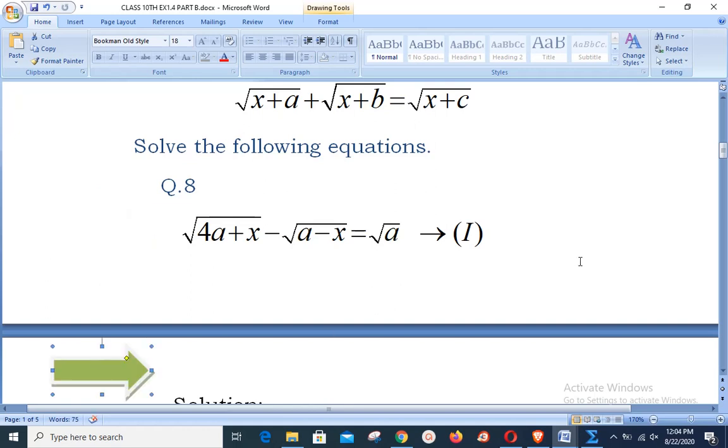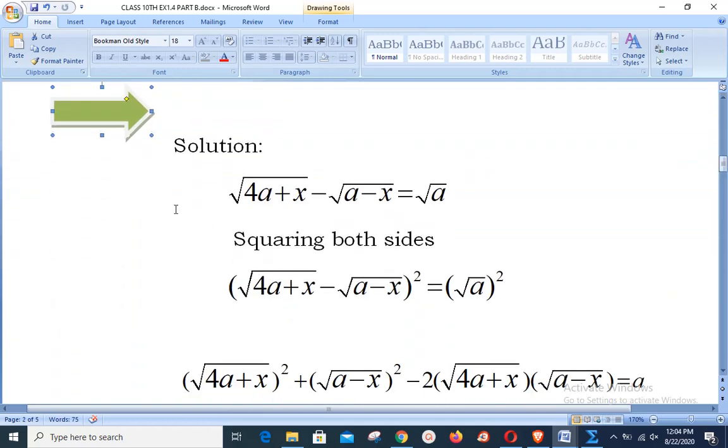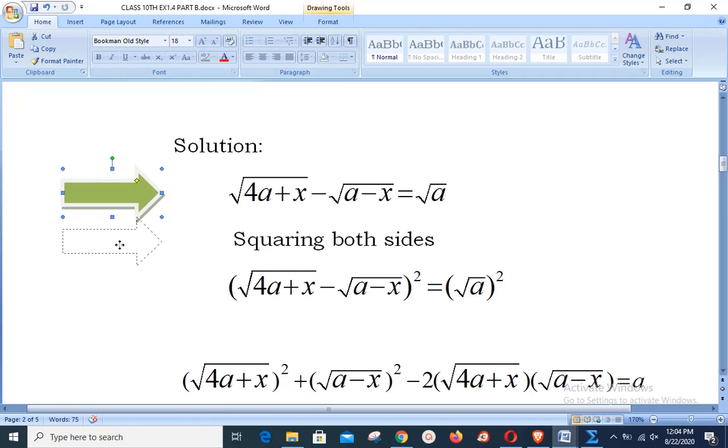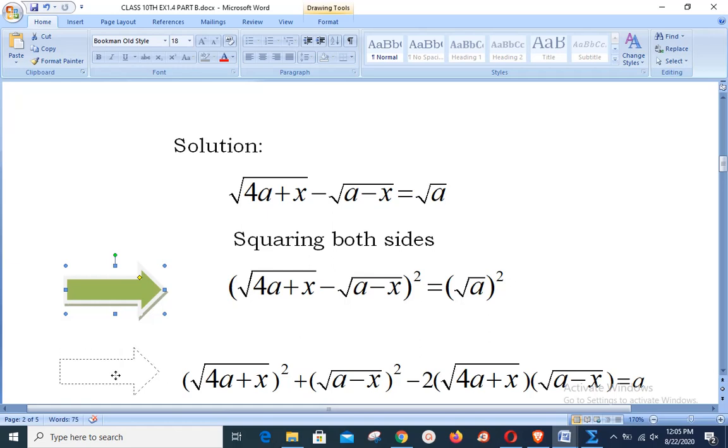Writing our solution, the first step is the same as the question: we have inside the root 4a plus x, minus inside the root a minus x, is equal to root a. Our first step of solution is squaring both the sides. We have left hand side whole square is equal to right hand side whole square.